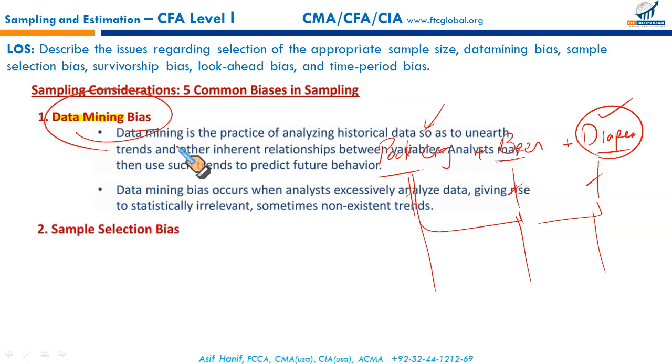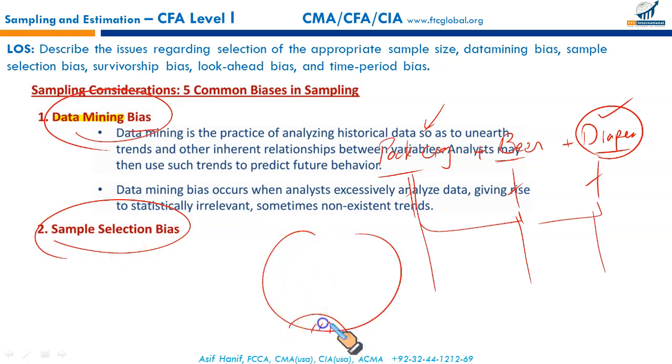Next is the sample selection bias. Bias basically means we tend to exclude a certain section of the population and prefer a particular section of the population. So going this way in selecting samples means that you are being biased in sample selection.